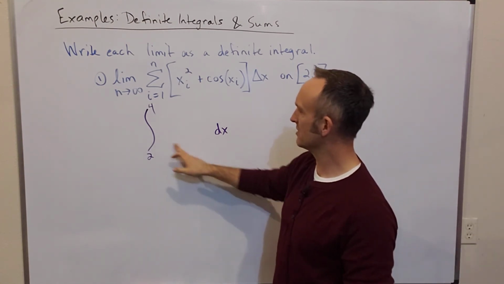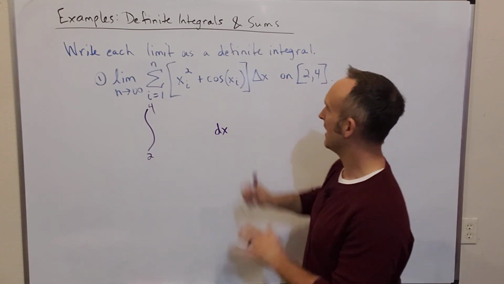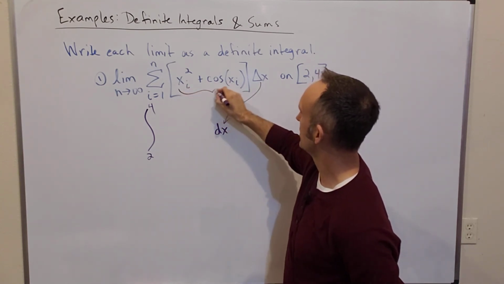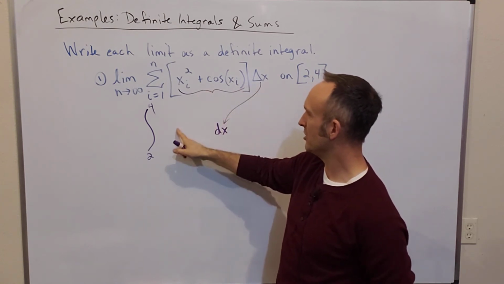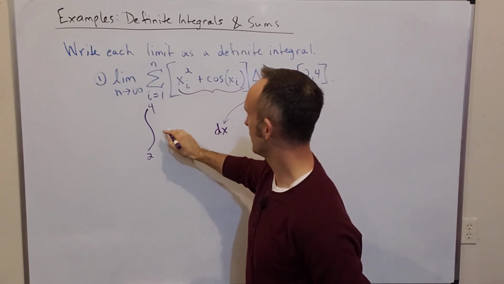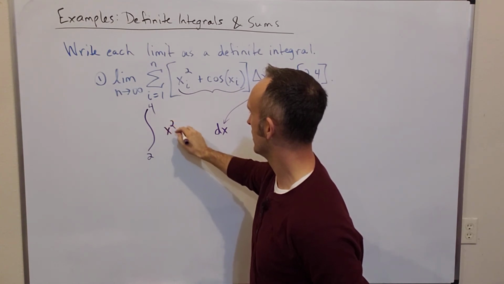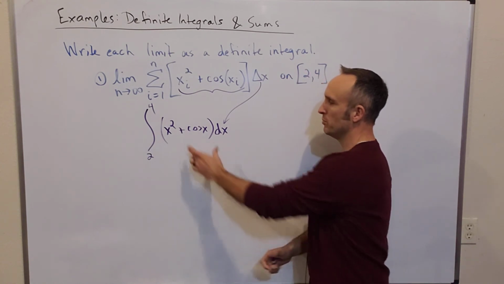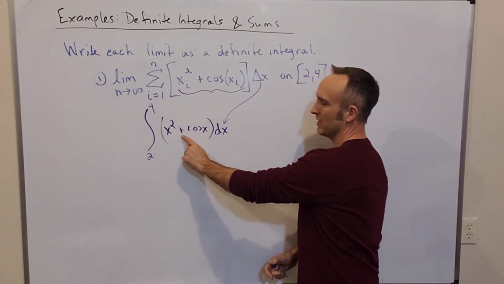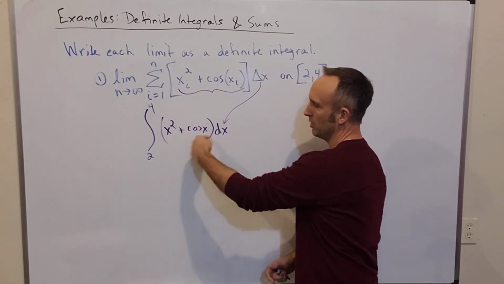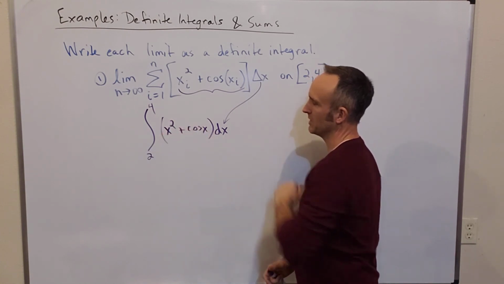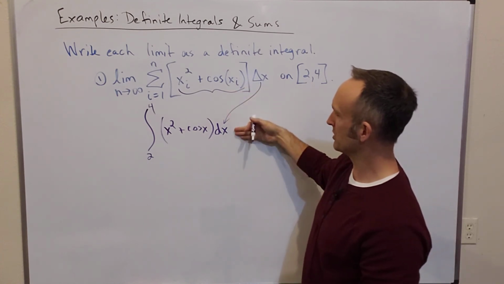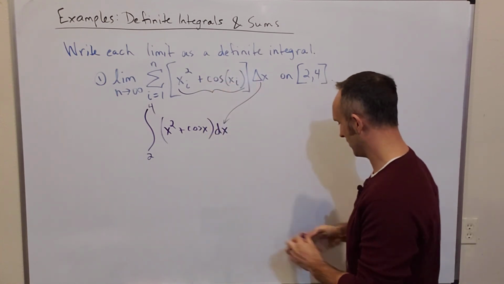Now all that's left is the function that we're integrating, and remember, delta x corresponds to dx, and this corresponds to your function. The only difference is here you don't need the i subscript. So our function is literally just x squared plus the cosine of x. Make sure you put parentheses around this because you've got the sum here. So you want to integrate all of this with respect to x, and that's all there is to that. This integral represents the same area as this limit of the Riemann sum.